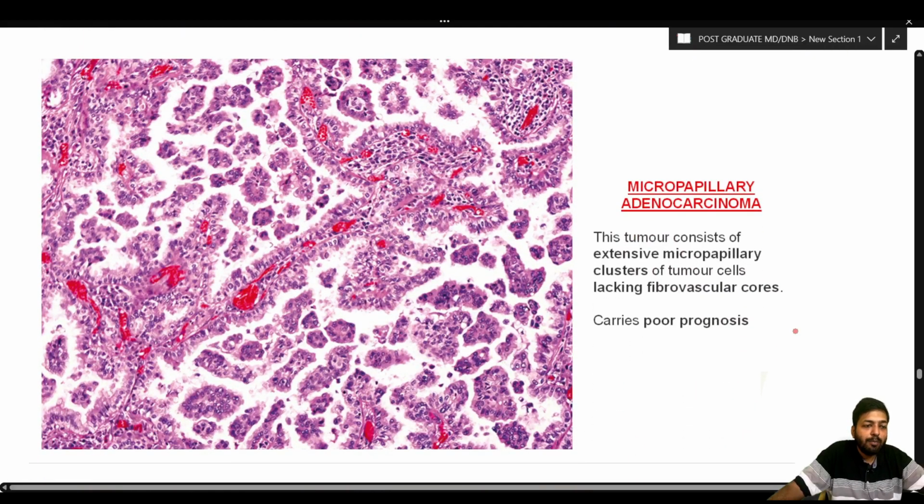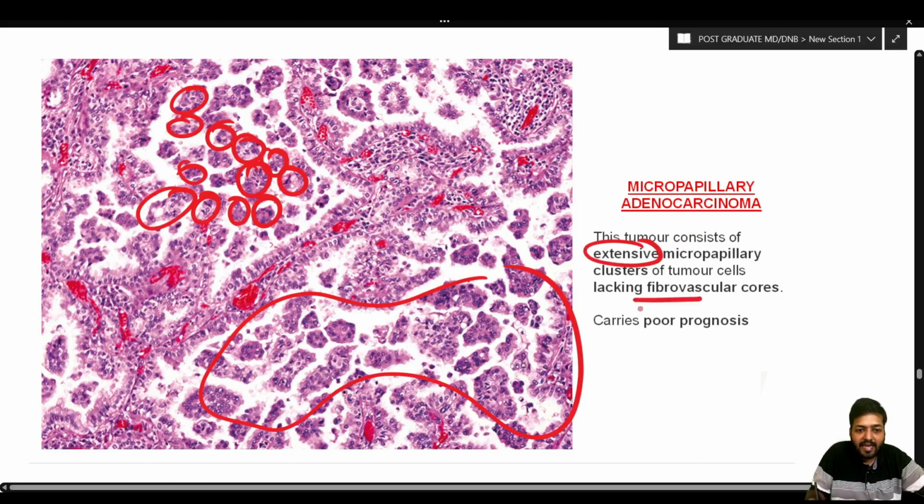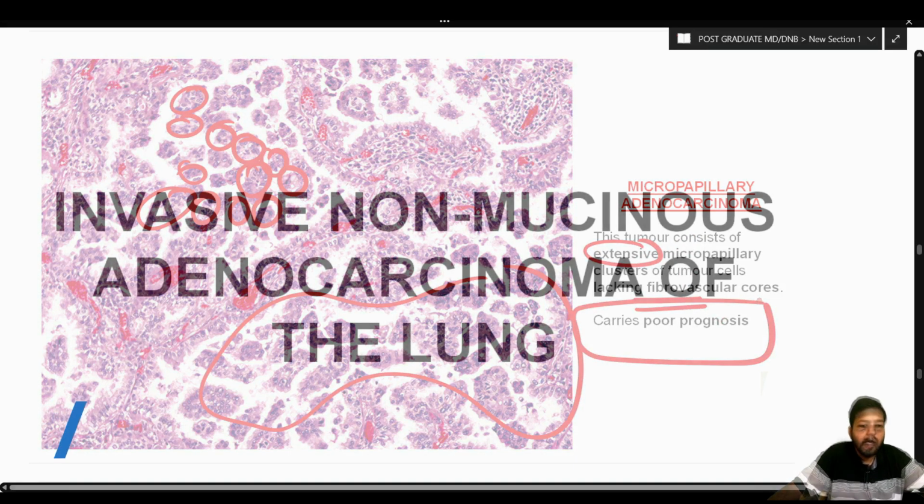Now this is the micropapillary variant, wherein you can see these multiple small papillae. We can appreciate that none of these papillae have any fibrovascular core. So again over here if you see, they do not have fibrovascular core. This tumor consists of extensive micropapillary clusters of tumor cells lacking fibrovascular core, and this is carrying again a very poor prognosis.